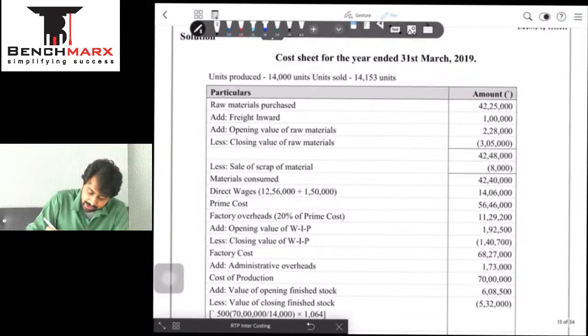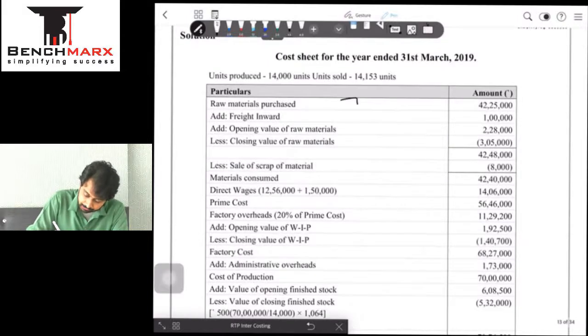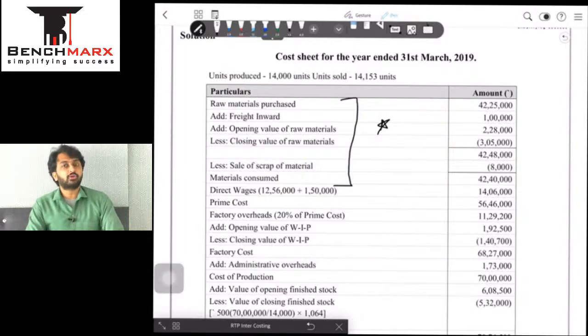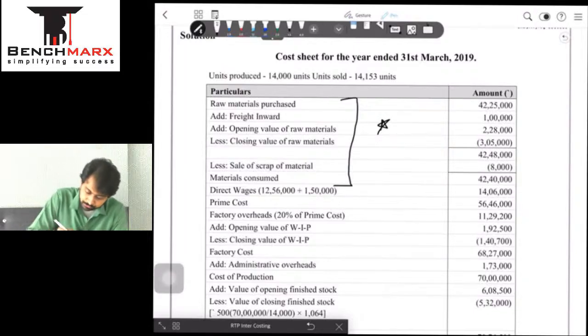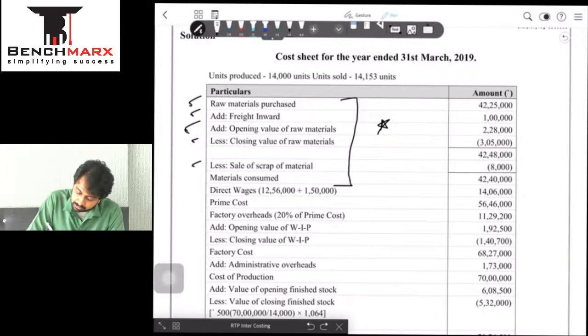RM purchased, add freight, add opening of RM, less closing and less sale of scrap. This entire thing is to be memorized as important from this question. What we normally do is we first start from opening stock of RM, then we add the materials purchased, then we add the freight, then we will less the sale of scrap, then we'll less the materials, and ultimately I will get this figure of material consumed.